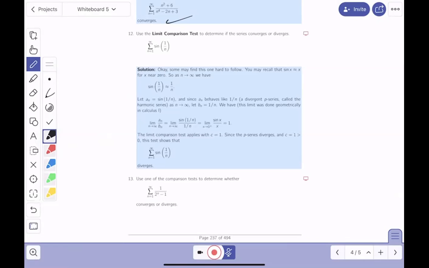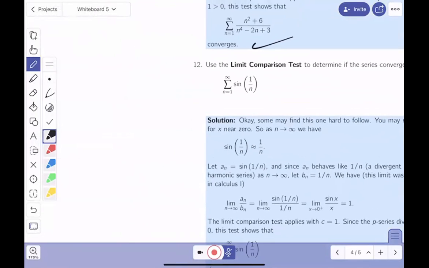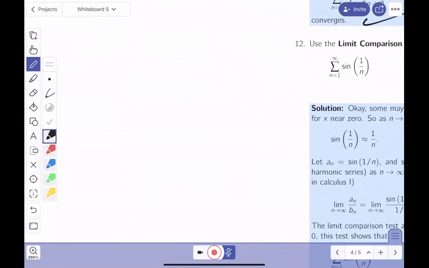Again, I'm looking at it, and I'd be at a loss for finding a good comparison for this one over here, but I'm going to write down what they've given me. And sine 1 over n.